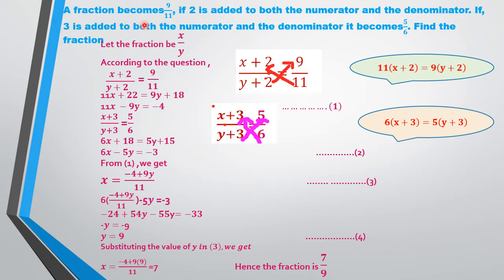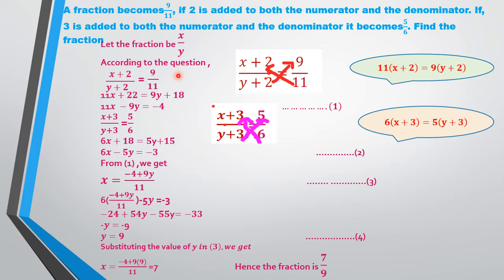A fraction becomes 9 by 11 if 2 is added to both the numerator and denominator. Now here is the first condition. 2 is added to both numerator and denominator. That is given in the LHS. And what is the RHS? The fraction becomes 9 by 11. So 9 by 11 is the RHS. This is the first condition.